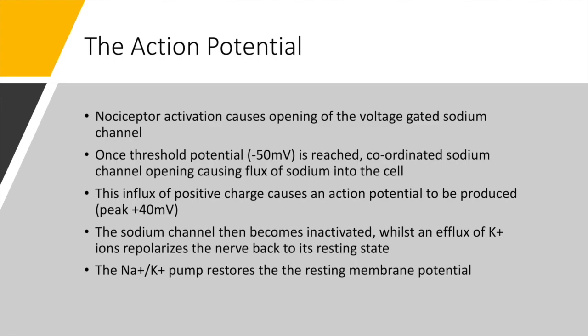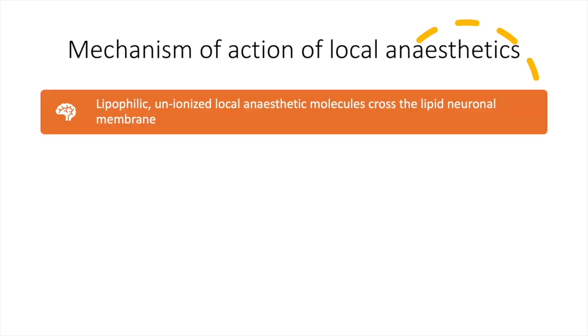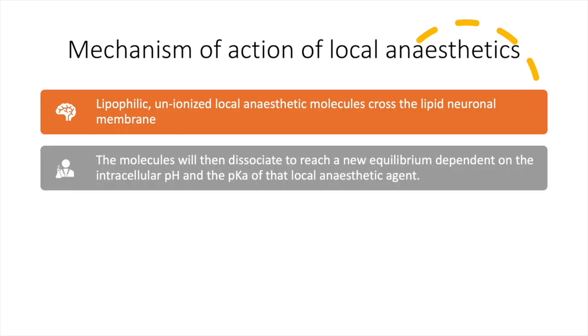So then how do local anaesthetics work? First thing to say is that the lipophilic, unionized local anaesthetic molecule is able to cross the lipid bilayer of the membrane of the nerve. When it gets into the nerve, the molecule will then dissociate and reach a new equilibrium. This is dependent on a couple of factors. One is the intracellular pH, but the other is the pKa of the local anaesthetic agent.